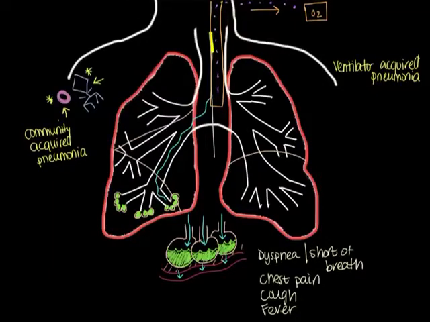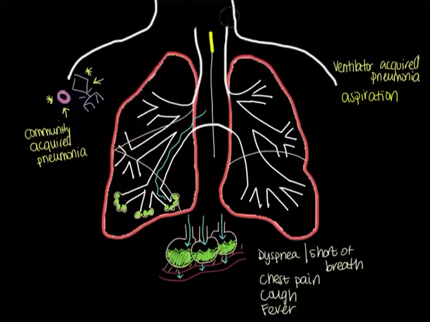Another way that we can get pneumonia that doesn't quite fit under our community-acquired or ventilator-acquired would be aspiration. Now, aspiration means to breathe in. And in this case, we would be breathing in something into the lungs that shouldn't be there. So let's get rid of our tube so we can visualize aspiration. Now I want you to really think about patients that are at greatest risk for this, like patients that have been experiencing vomiting, for instance. We could aspirate vomit into our lungs.